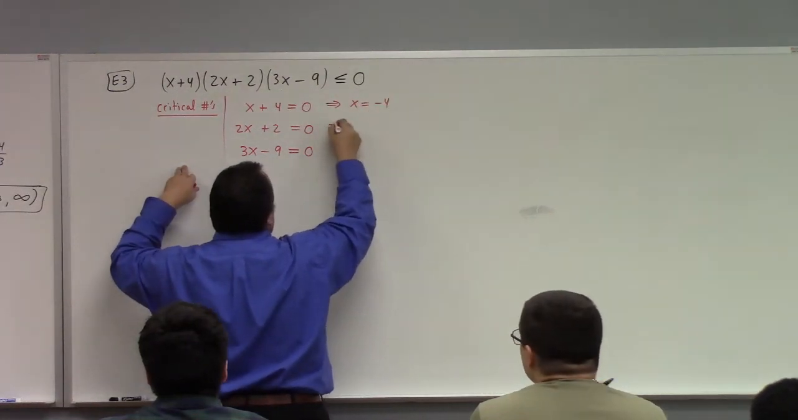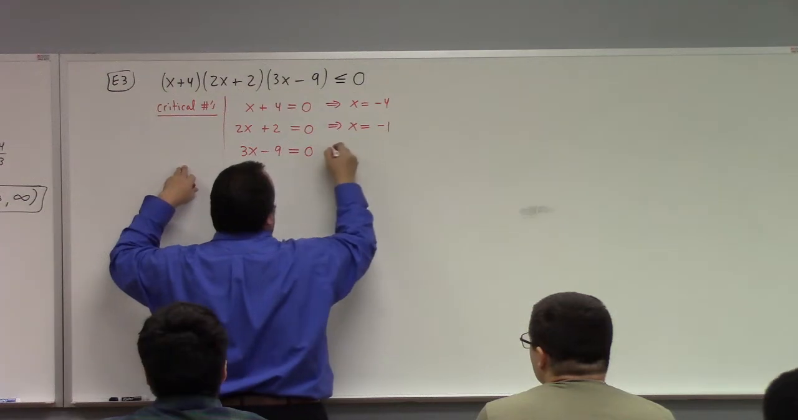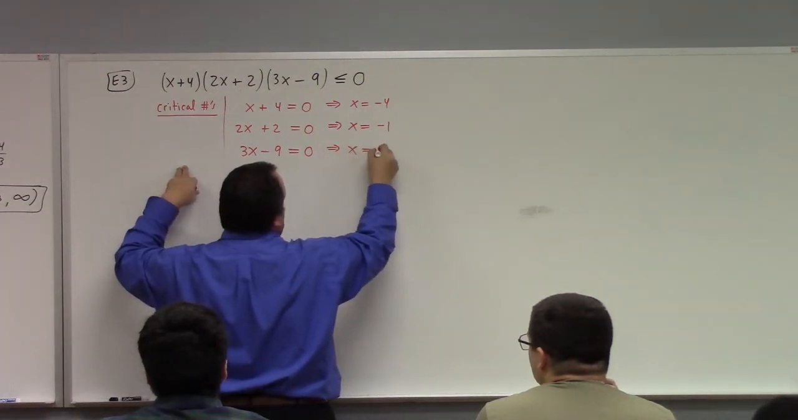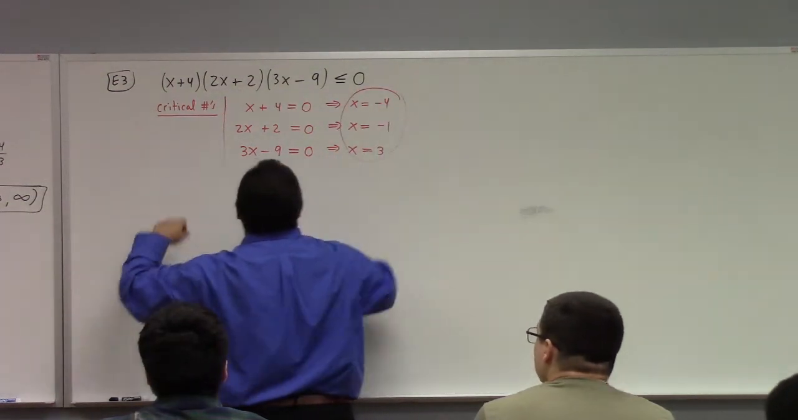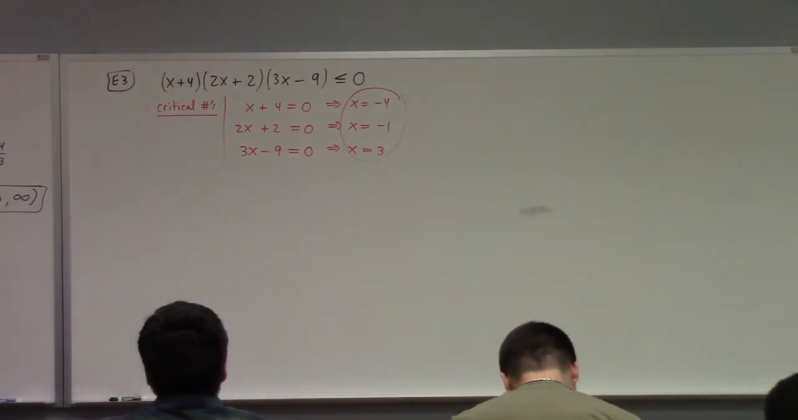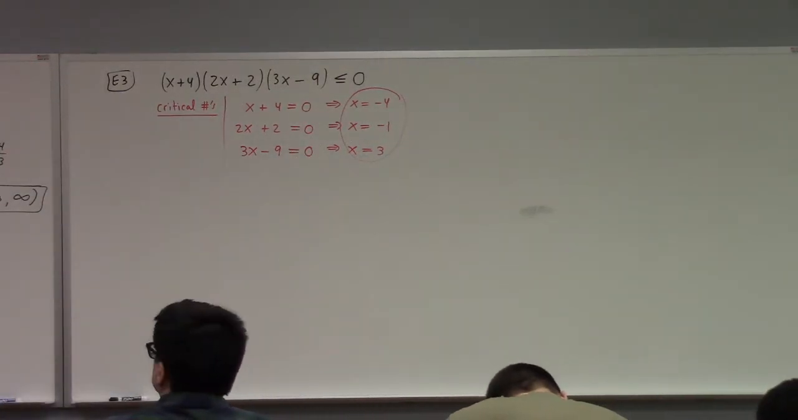-4, yeah. X equals -1, yeah. X equals 3, right? So these are the critical numbers, because those are the numbers that if we plug them into the factors, we get 0. That's what makes it a critical number.